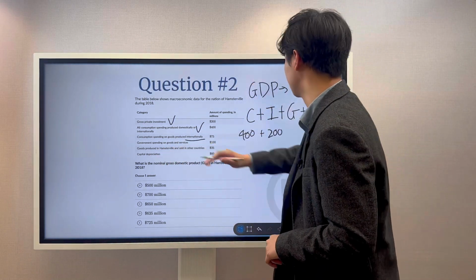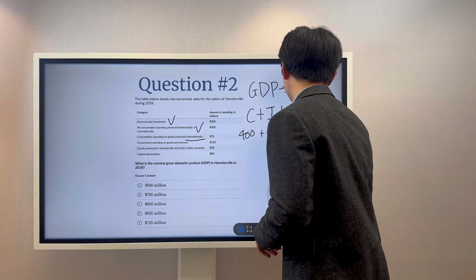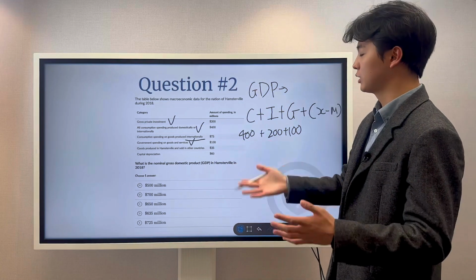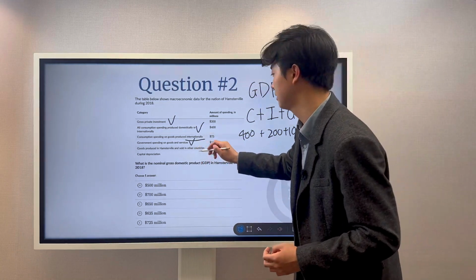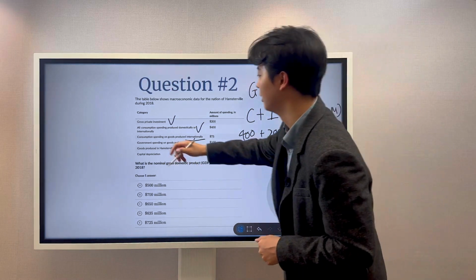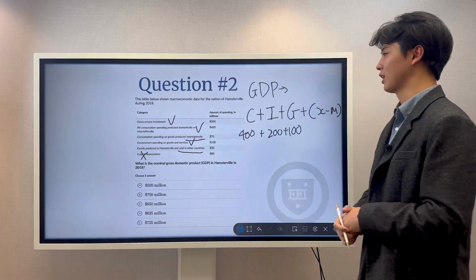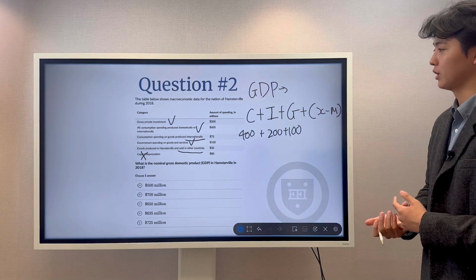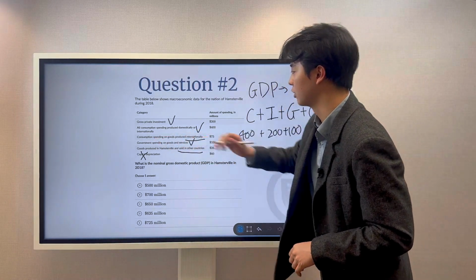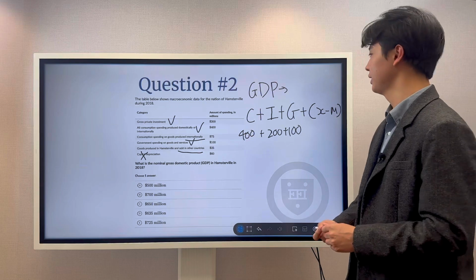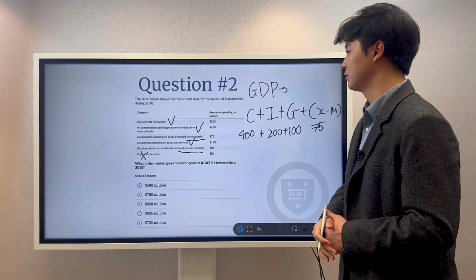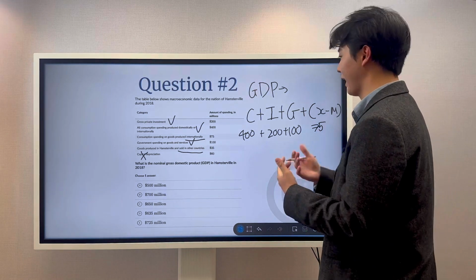Consumption spending on goods produced internationally, so we'll just highlight internationally over here and keep that there. Government spending on goods and services, so government spending is another here. Goods produced in Hamsterville and sold in other countries, so please underline that here. Capital depreciation is something you shouldn't really be concerned about when calculating GDP. So the only trick here would be these two. How would you calculate this? Consumption spending on goods produced internationally, those are imports. Goods produced in Hamsterville and sold in other countries, those are exports.